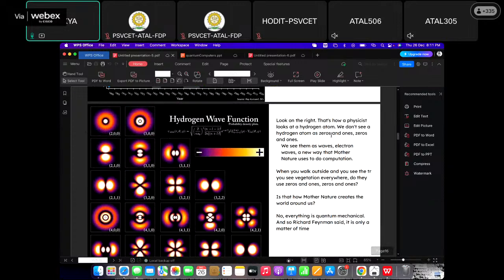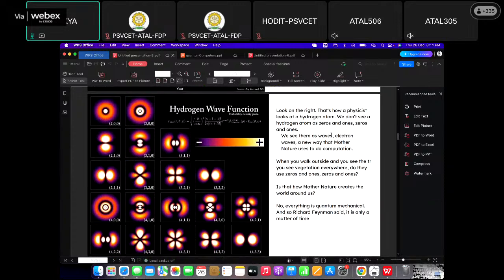Now this is an image of the hydrogen wave function. Look at it on the right. That's how physicists look at hydrogen atoms. We don't see hydrogen atoms as zeros and ones. We see them as waves, electron waves, a new way that Mother Nature uses to do computation.